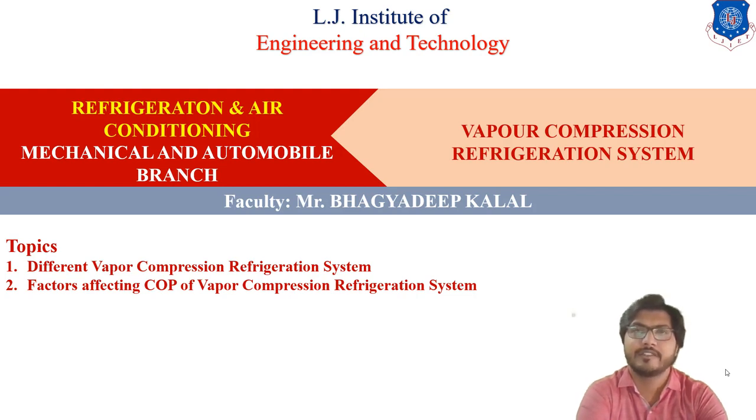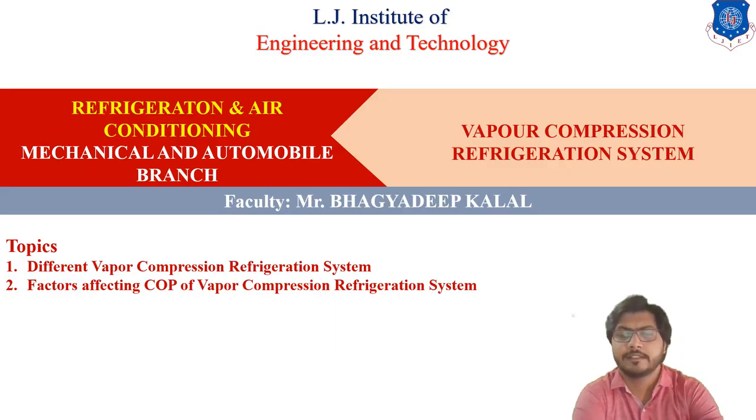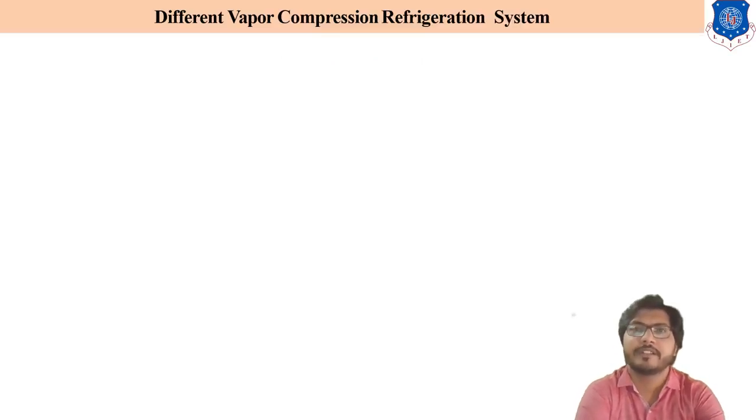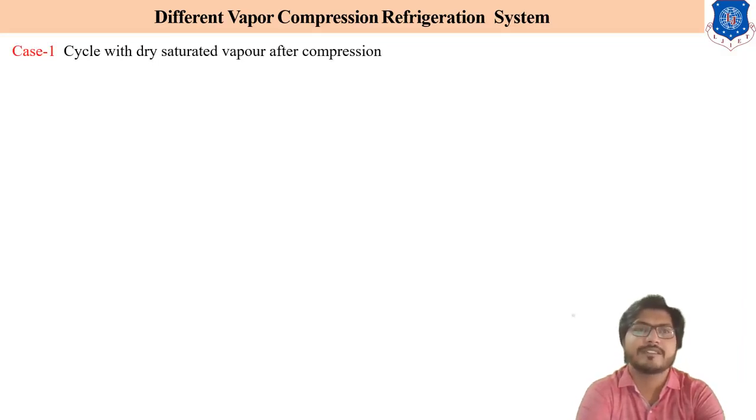Today I will discuss the VCRS cycle. In this chapter the topic is the refrigerant vapor compression refrigeration system and factors affecting the COP of a vapor compression refrigeration system. In short, we denote the vapor compression refrigeration system by VCRS cycle. Okay, let's start. There are different vapor compression refrigeration processes. First, case number 1, cycle with dry saturated vapor after compression.